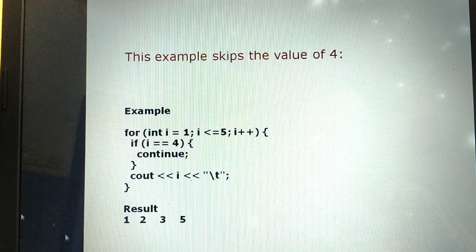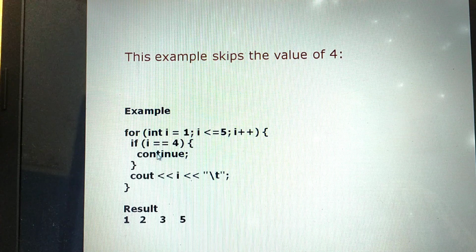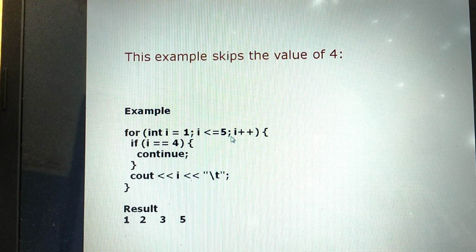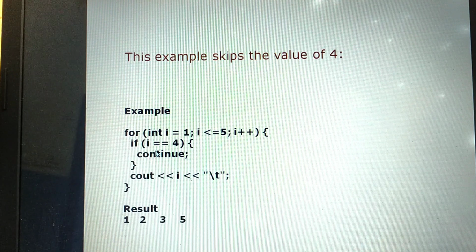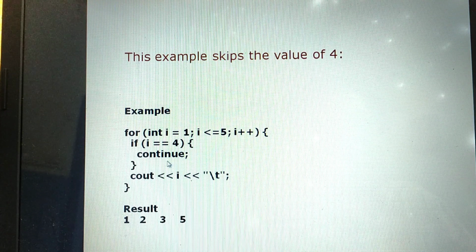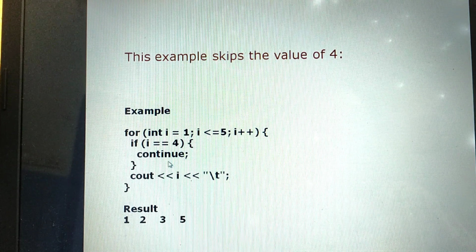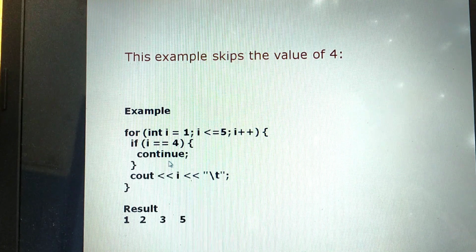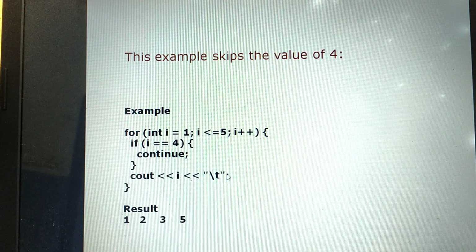In such a way we can implement the continue statement in loop structures or decision making statements. The syntax is continue semicolon. In such a way we can implement this second jump statement in a C++ program. You can try it on your laptop and see how it works.